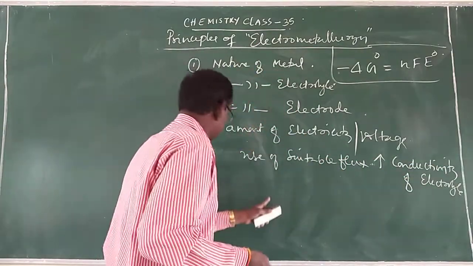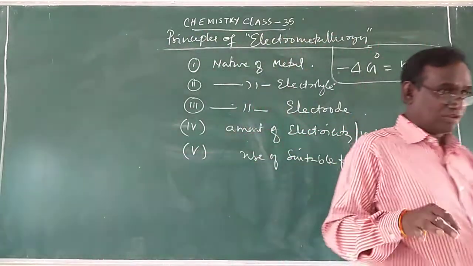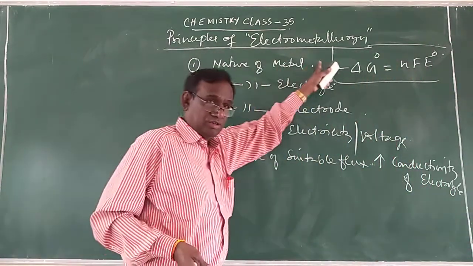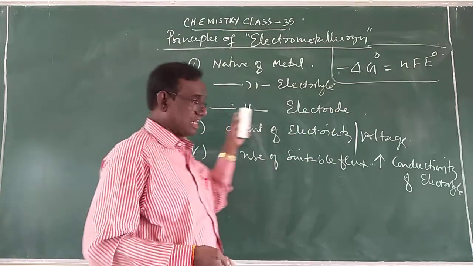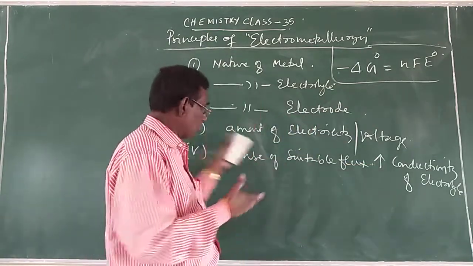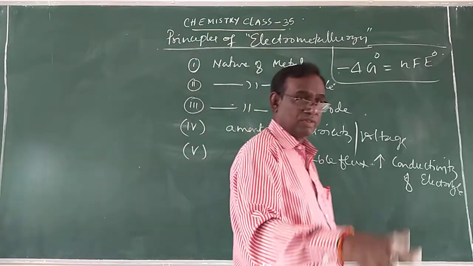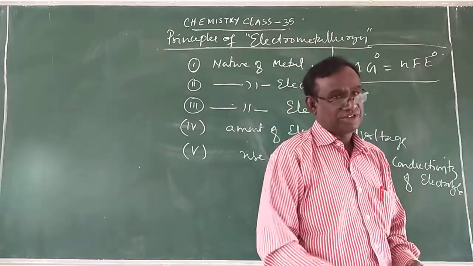So these are the five factors on which electrometallurgy depends. The electrometallurgy depends upon which factors? First one is the nature of the metal we are going to extract, the nature of the electrolyte we are going to put, the nature of the electrode we are to use, the amount of electricity we are going to supply, and the use of a suitable flux. We add it to what? To increase the conductivity of the electrolyte or to decrease the melting point.